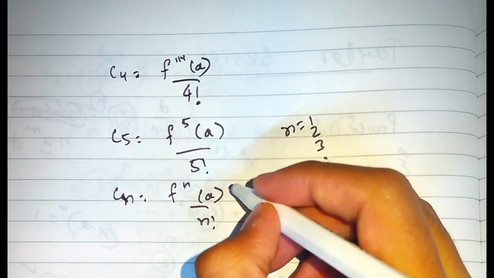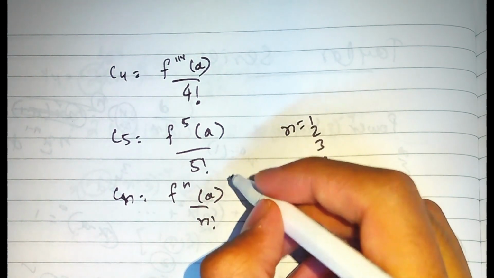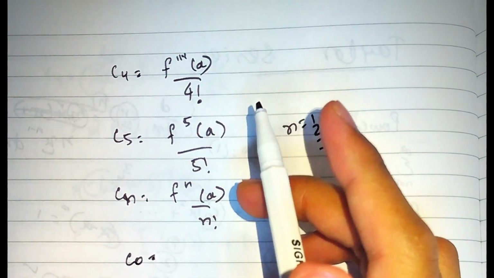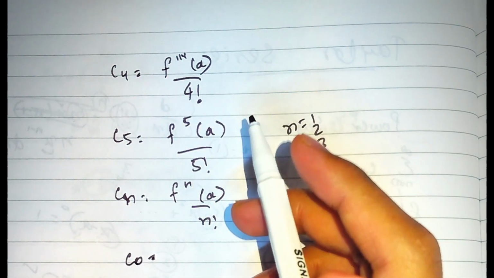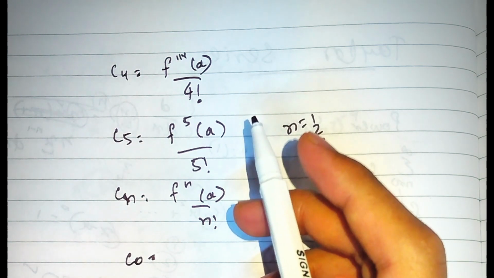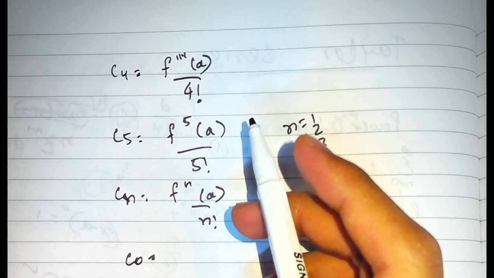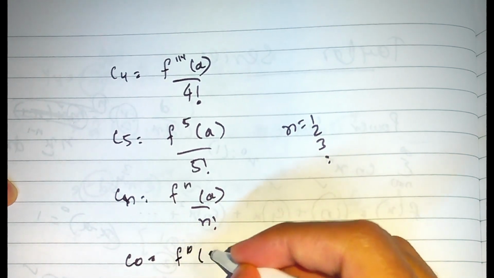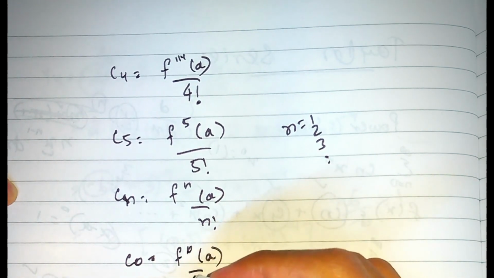Now this thing actually works for all the terms, even the first term. If you see, we just put in the value of 0. Now you have to keep this thing in mind from the beginning. Since we started studying math, we are considering 0 to be nothing. But from now onwards, we will be taking 0 as the first term. So the 0th term will be f 0th derivative with respect to a divided by 0 factorial.